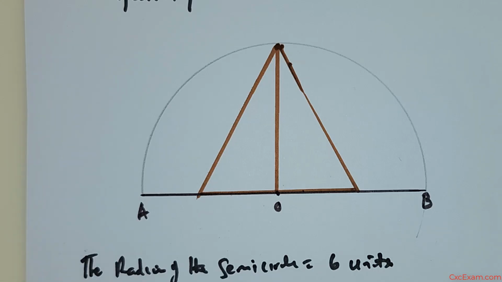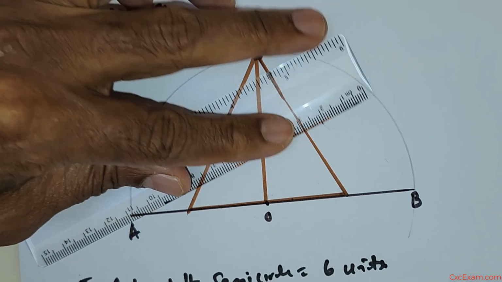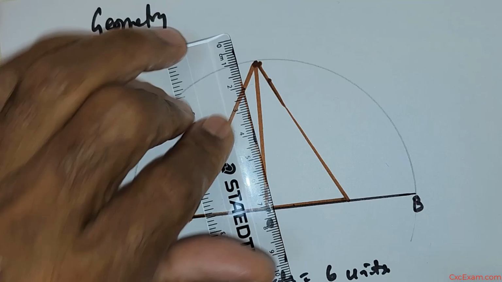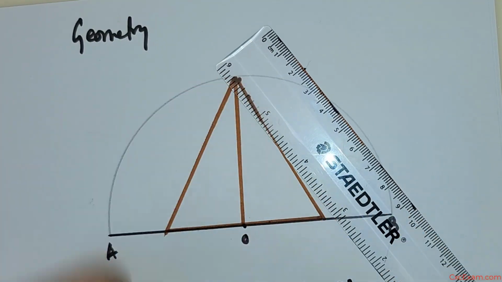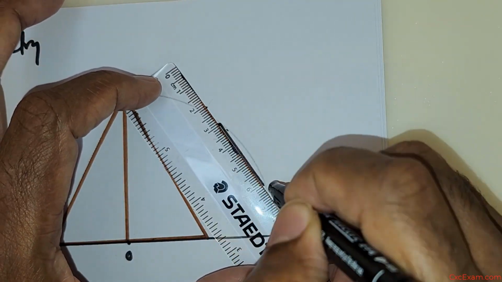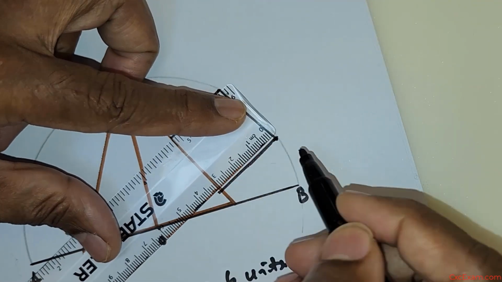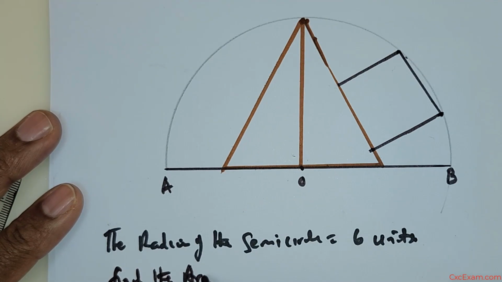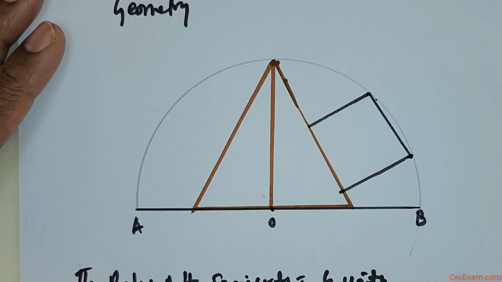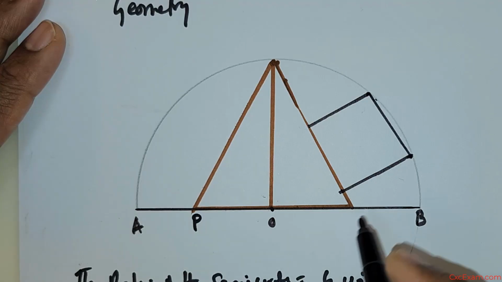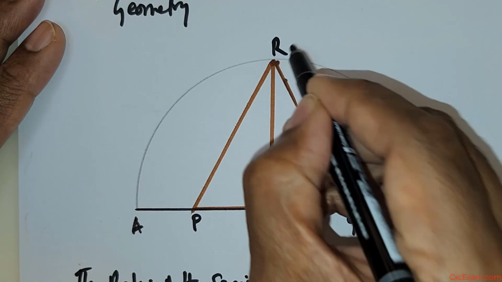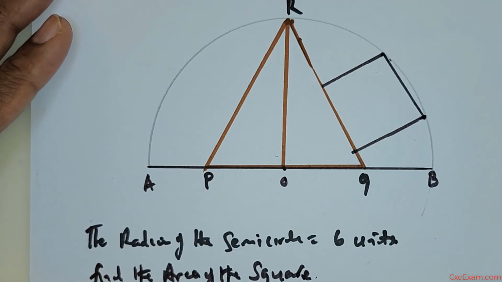and we need one more additional information, that is we have a square. This is the requirement. Okay, so let me take the equilateral triangle as PQR, and this is the solution for this question. So this is required. Find the area of the square.